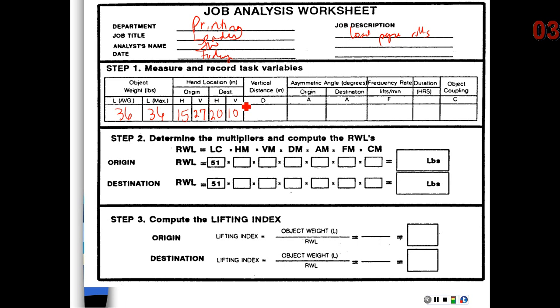Vertically, the distance the load has traveled is the absolute value of V at the destination, which is 10 inches, minus V at the origin, which is 27 inches. Absolute value is equal to 17 inches that it's traveled. At the origin, she is twisting with her back, twisting 0 degrees, so she's facing the load, facing the cart. When she puts the load down at the destination, she again is twisting. You can see that in the picture. She's directly facing the load, so she's twisting 0 degrees.